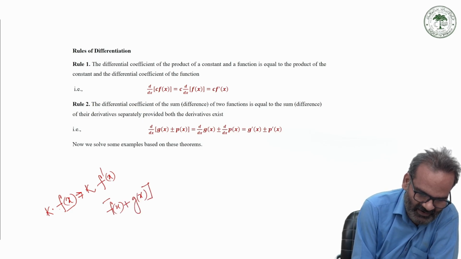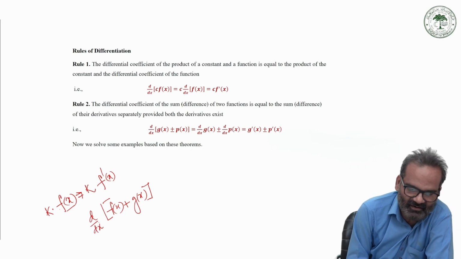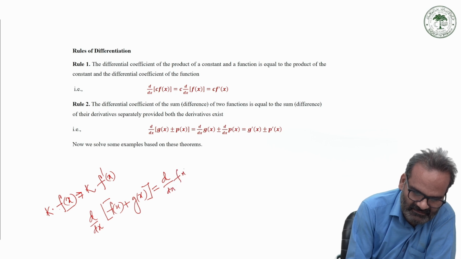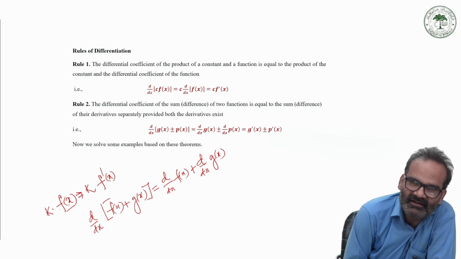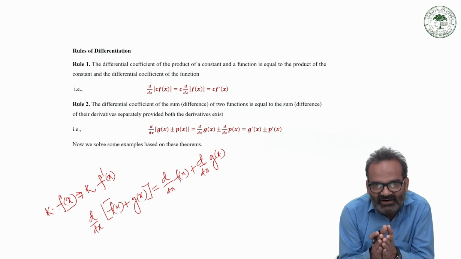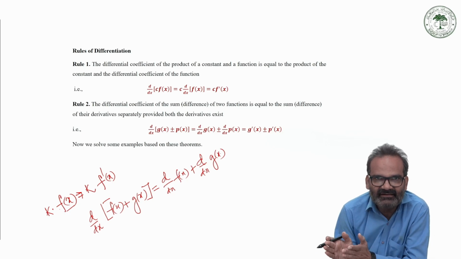And we want to find out its derivative, say d over dx of the sum of two functions. This is equal to d over dx of f(x) plus d over dx of g(x). What does it mean? The derivative of the sum of two functions is equal to their derivatives separately.